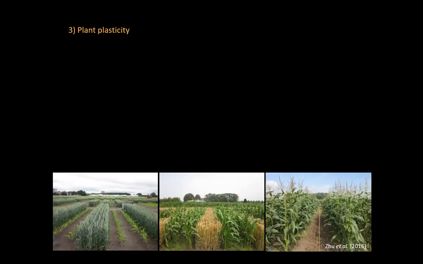Next to the number of border rows in the system and the temporal niche differentiation, there's a third very important reason why strip intercrops would give higher light capture in total compared to monocrops. And that reason is plant plasticity. It is not only that the plants at the borders intercept more light because they're at the border, they're also responding to being at the border.